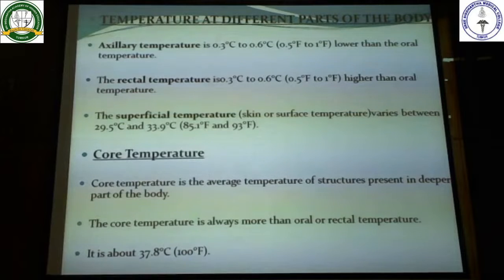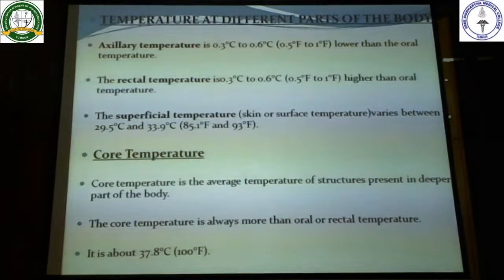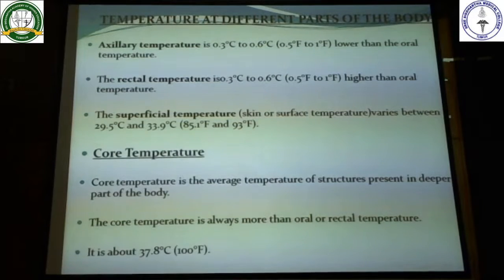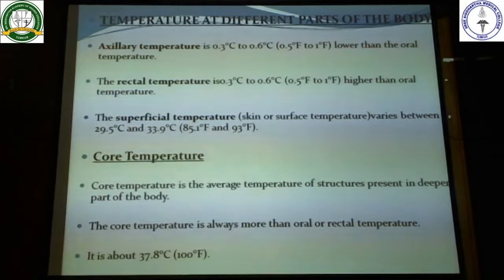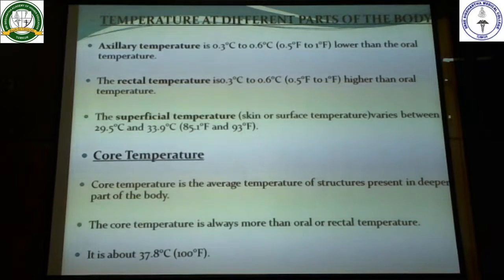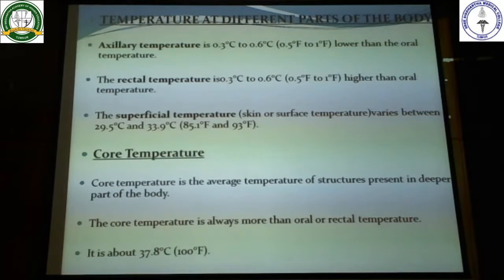Earlier what they used to do is they used to introduce a catheter into the heart and check the temperature. So that was in experimental stages, that cannot be done now, right? So that is how the core body temperature was being checked, right? So it is always more than the oral or the rectal temperature. It is about 37.8 degrees centigrade or 100 degree Fahrenheit. I am talking about core body temperature, right?